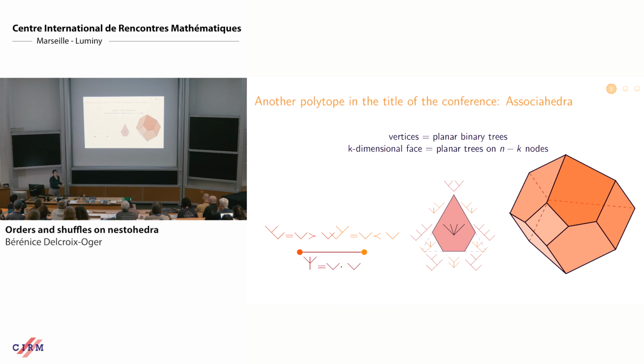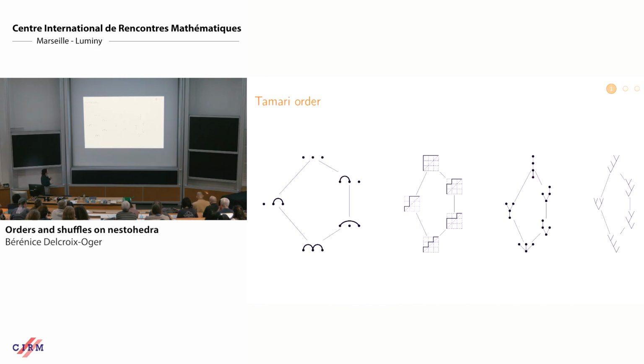And once again, as you know, there is a poset structure on the one-skeleton of the associahedron, which is the Tamari order. So I didn't recall this, the Tamari order. I just drew examples on various combinatorial objects. I forgot to put 3-1 avoiding permutations, but here are other examples of Catalan objects endowed with the Tamari order.